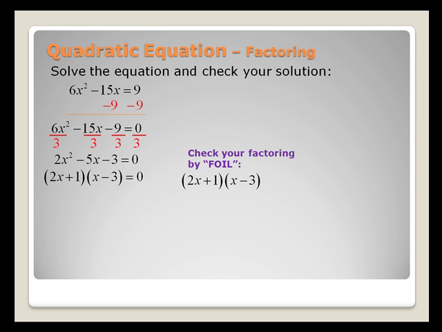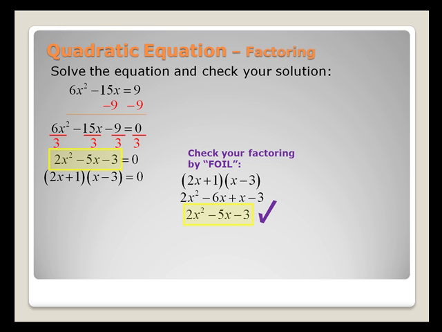This time we're multiplying 2x plus 1 times x minus 3 by distributing 4 times using the FOIL method. Our first product would be 2x squared, outside product negative 6x, inside product 1x, last product negative 3. Combine like terms to get 2x squared minus 5x minus 3. Compare this to our equation. It matches. We factored it correctly.